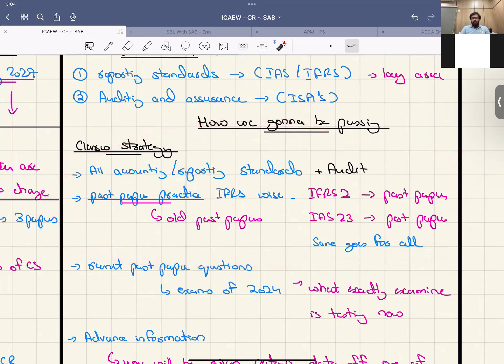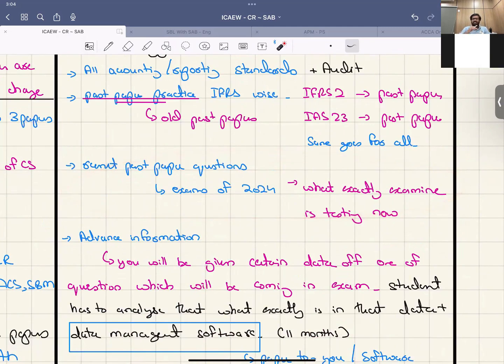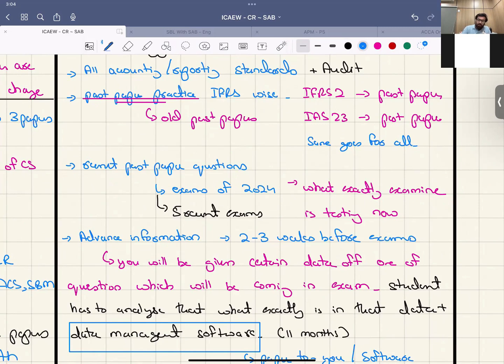Once these are done, then we'll be doing some of the recent exams. Let's say at least 5 recent exams. I'm not talking about questions, I'm talking about 5 recent exams. And guys, once we have done the 5 recent exams, we'll be eligible to see advanced information, which gets released around 2-3 weeks before the exam.